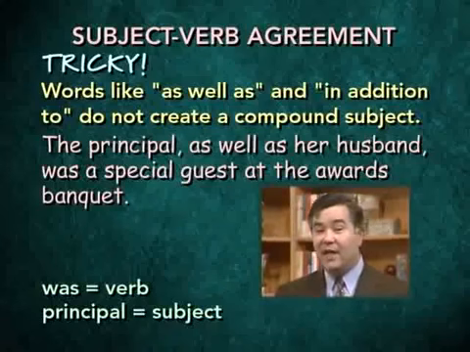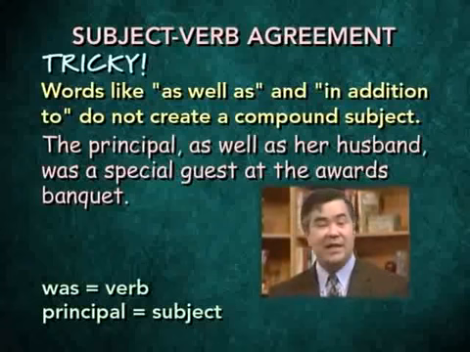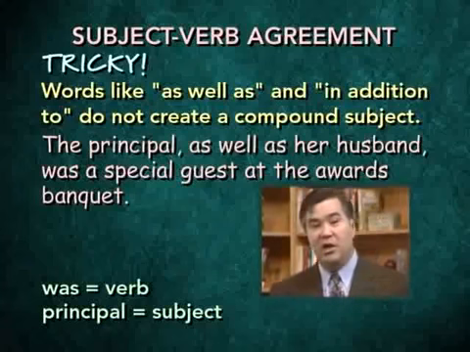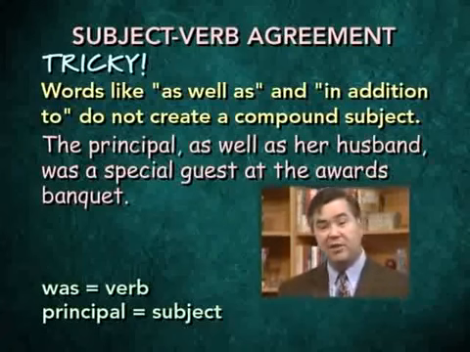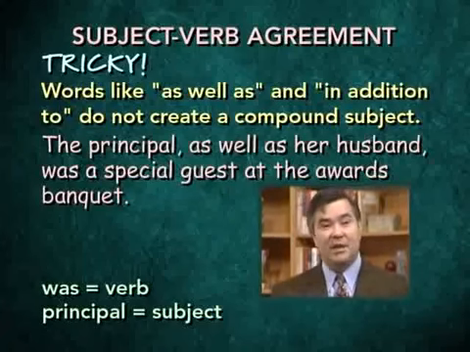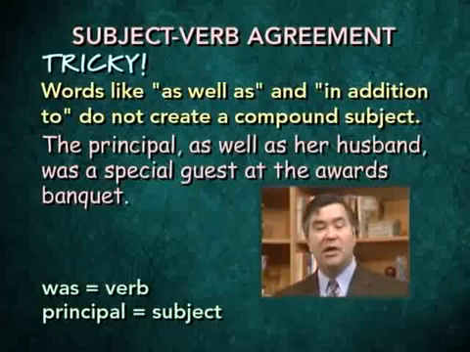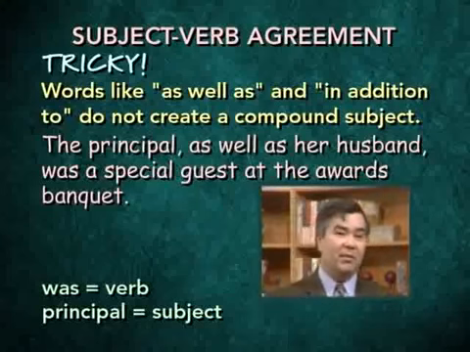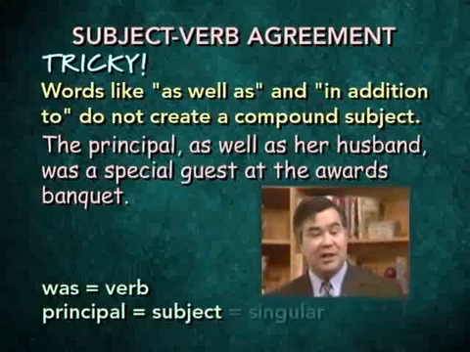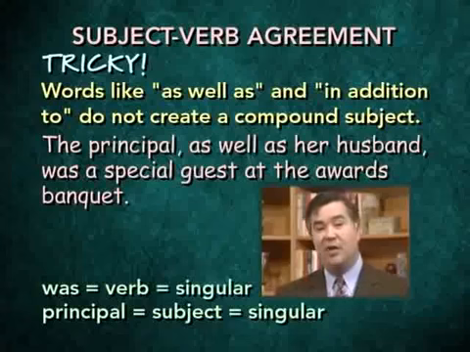We don't have a compound subject because rather than the conjunction and, the phrase as well as has been used. You might also notice that in this particular sentence, the words as well as her husband have been set off by commas. That indicates correctly that that entire phrase, as well as her husband, is a bit of an interrupter. It comes in between the subject and the verb and doesn't become part of the subject. Therefore, the subject is the singular principal and the singular verb was is correct.